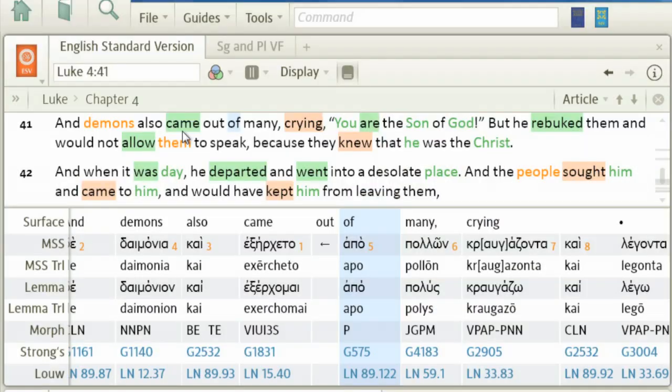A neuter plural subject can be used with a plural verb. In this instance, the individuality of each subject in the neuter plural is stressed. And again, this is an insight from Daniel Wallace.